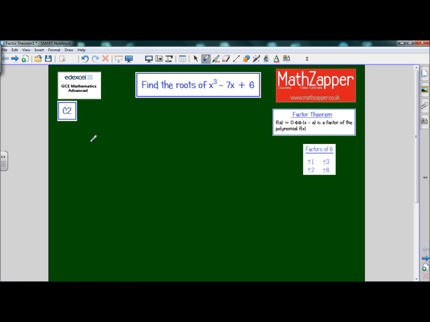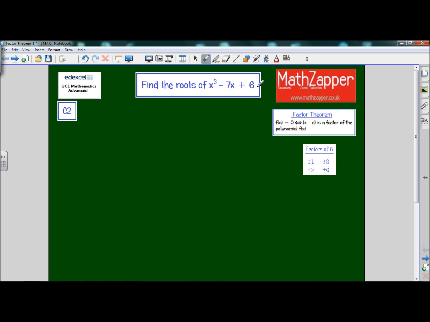At Excel A-Level Mathematics Core 2, we're asked to find the roots of x cubed minus 7x plus 6. Now we're going to use the factor theorem, and I've put that over on the right. It says f of a equals 0, which implies x minus a is a factor of the polynomial f of x. So we're looking for a number that when we plug it into x, the result is 0. If that is so, then x minus that number is a factor of the polynomial itself.